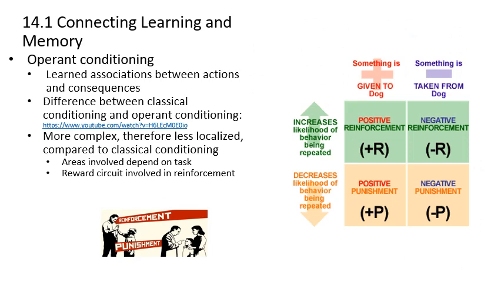And then there's operant conditioning, which is another major form of conditioning that you probably also heard of in Psych 100. This comes from learned associations between actions and consequences, so it's more conscious than classical conditioning. I'm not going to go over all of the differences between classical and operant conditioning, but you can follow this link to a nice little YouTube video if you like. Operant conditioning is more complex, and therefore it's less localized in the brain compared to classical conditioning. The areas involved depend on the specific task that's being conditioned. However, the reward circuit is involved especially in reinforcement.